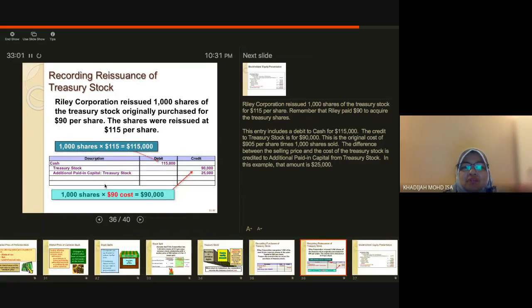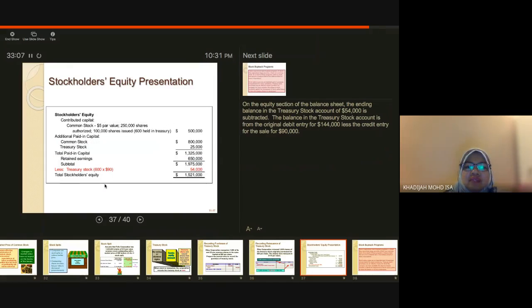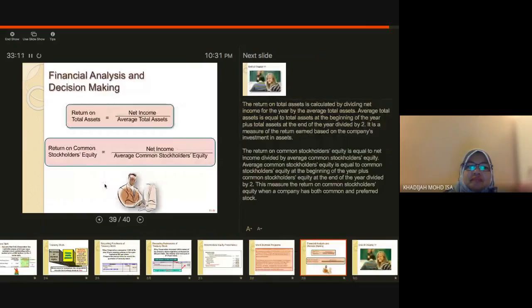When you buy and then record the reissue, this one is too technical for you. If it's accounting, it's really good to learn these things. At the end of the day, when you talk about shares, you want to see the return on total asset, how much is the return for every asset. Return on common equity, you want to see how much actually the return on your common stock equity. These are among the financial statement analysis to see whether it is good to invest in the company or not.